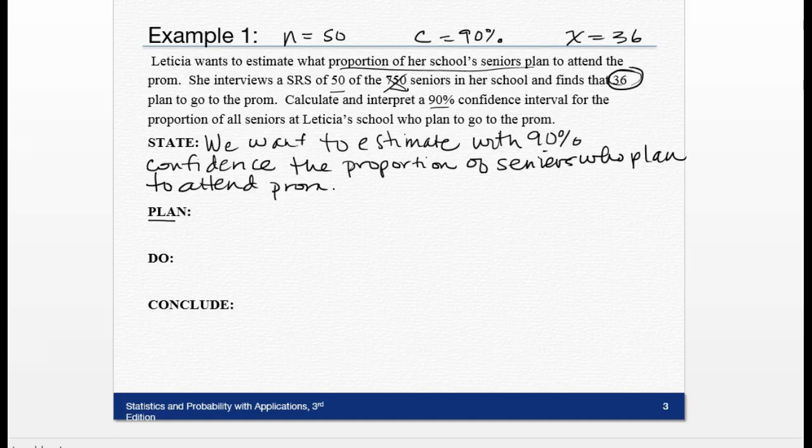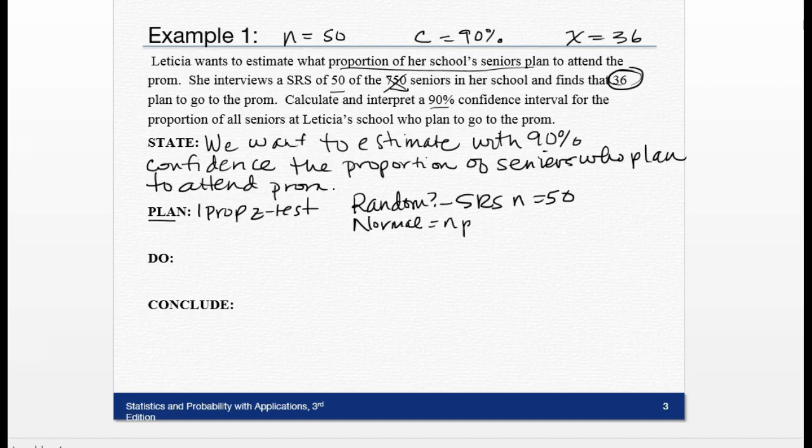Now plan: what test are we going to use? We're going to use a one proportion z-interval, and there are two conditions. We need to know, is it random? We know it's random because it's a simple random sample where n is equal to 50. And then we ask, is it normal? We check normal with our large counts test because of proportions.